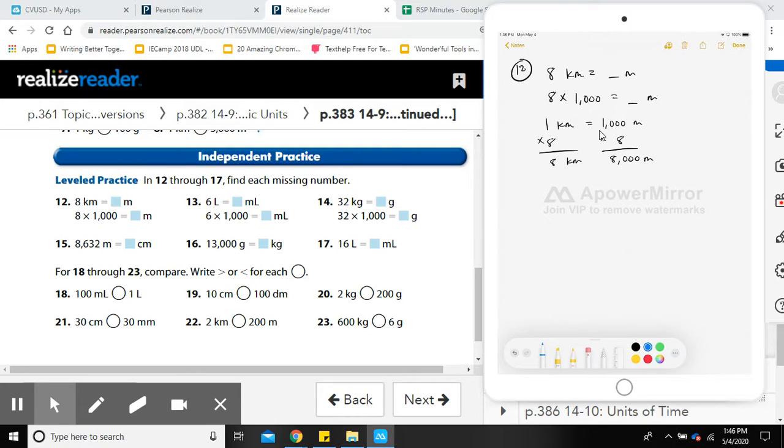They're kind of skipping this step. I like to write this step to show that I know that this is equal to this, and then I multiply both sides. But if you understand that very well, then you can probably skip that part and just go straight to the 8 times 1,000. So then our answer is 8,000 meters.